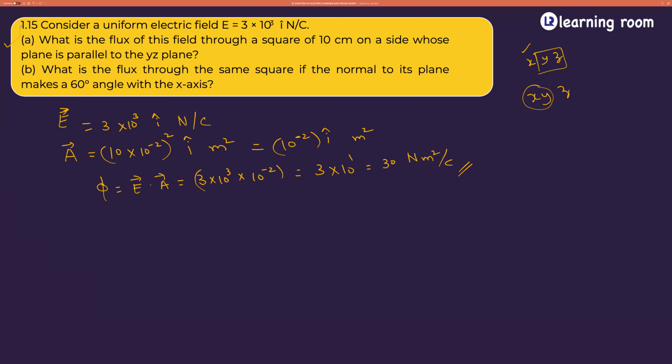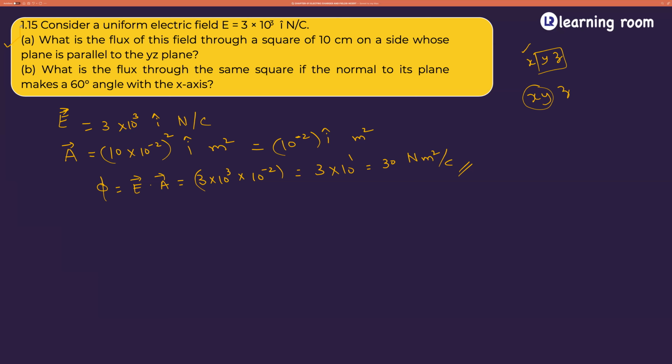So what is the answer for the second one? What is the flux through the same square? You have the same square, right? But in this scenario, what is happening? The normal to its plane makes an angle of 60 degrees with the x-axis. So if this is going to be the x-axis, if this is going to be the normal, for instance, it is making 60 degrees with the x-axis, right? So this is going to be 60. Then how do you calculate the flux?